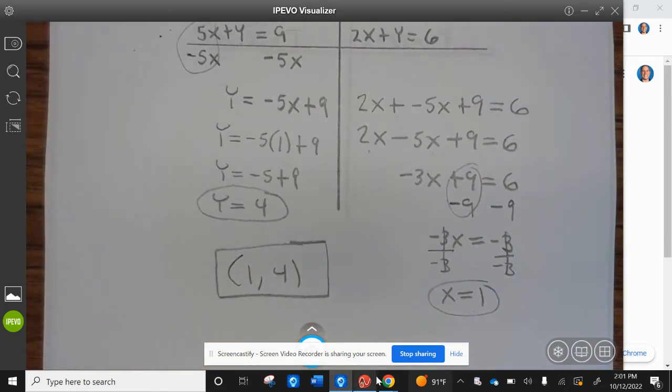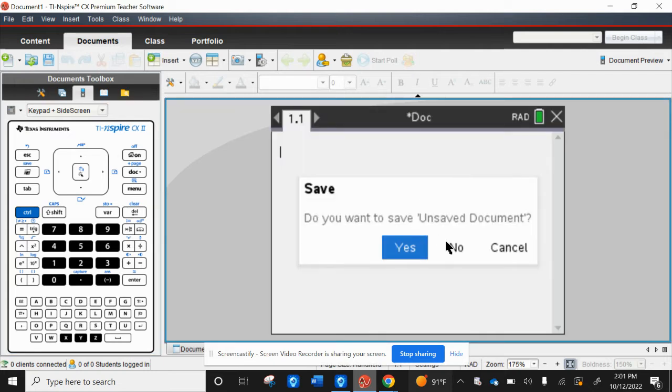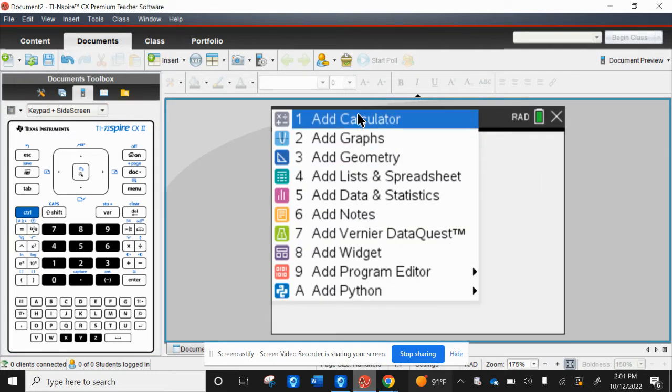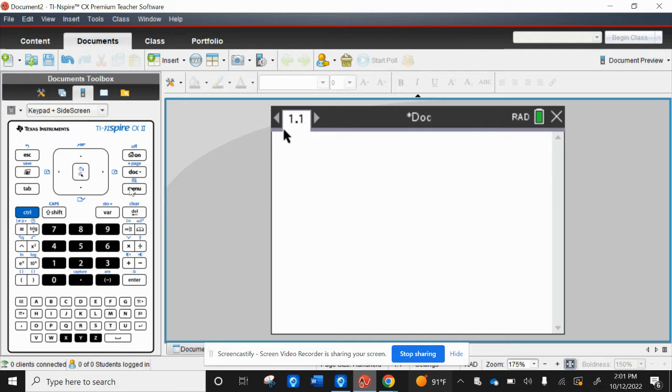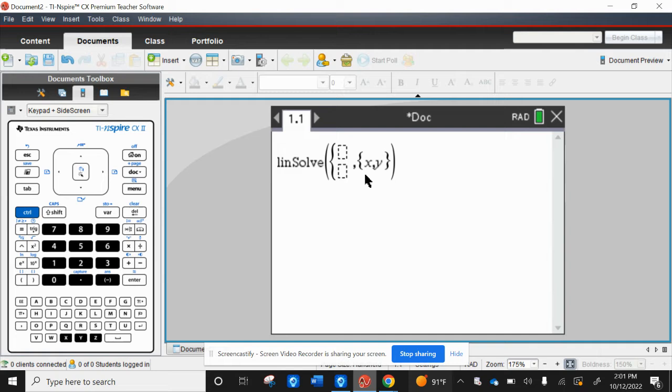All right, let's go ahead and use our calculator to check that. You actually always want to go to On, New Document, No, whenever you're starting problems. We're going to go to Add Calculator, then Menu, Algebra, Solve System, press Enter, and you go back to the original equations: 5x plus y equals 9, and 2x plus y equals 6. Our solution is verified, so let's move on to the next example.